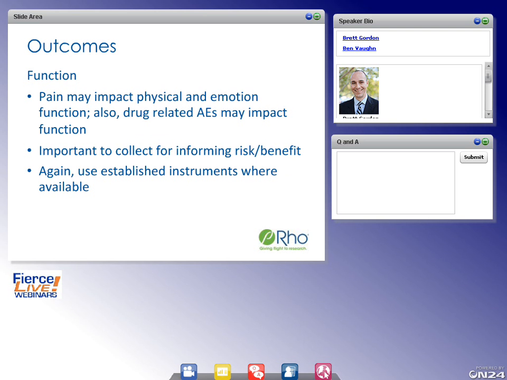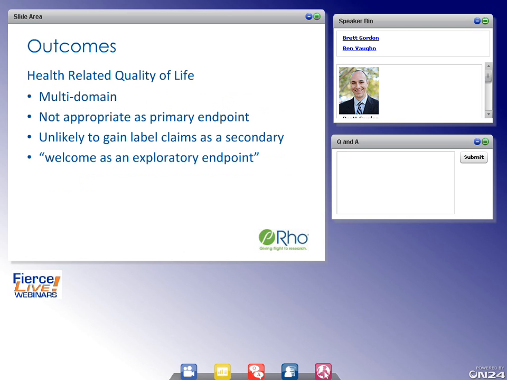For quality of life, I would just say don't expect much. They welcome it as an exploratory endpoint. You're not going to get claims on this, simply because it's multi-domain, it's a little fuzzy, it's not clear what it's measuring, but if you have something interesting there, sure, include it, report it, but the agency is probably not going to let you make any claims there.